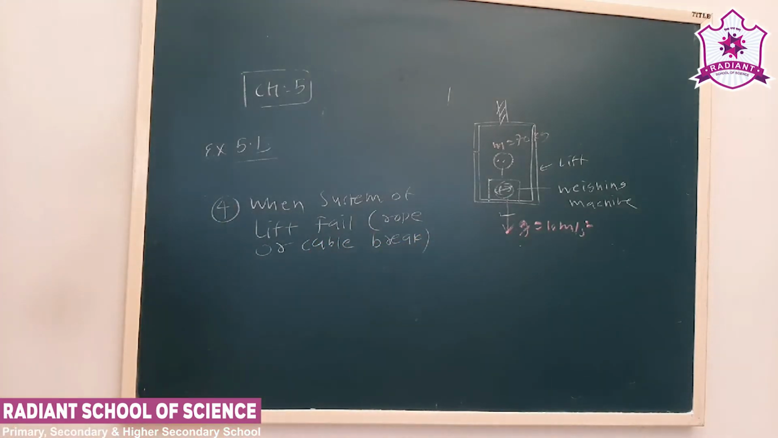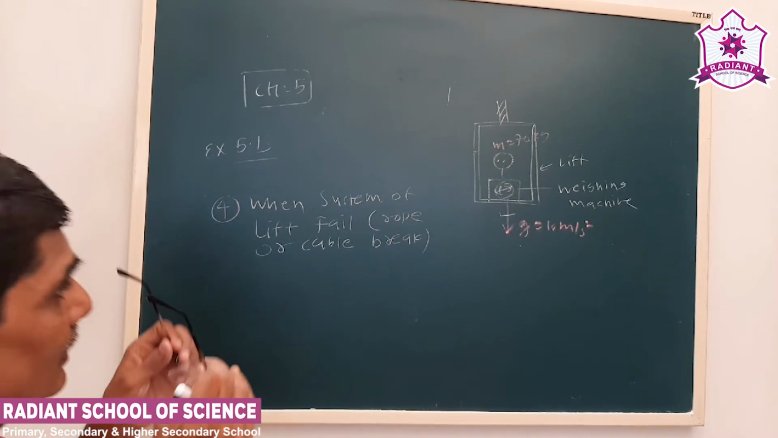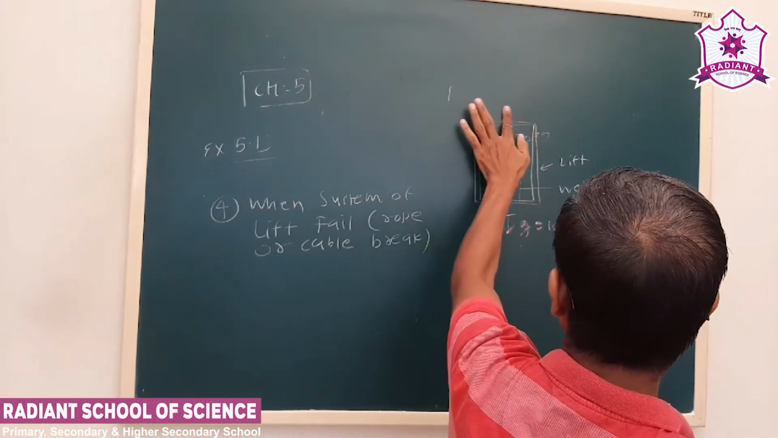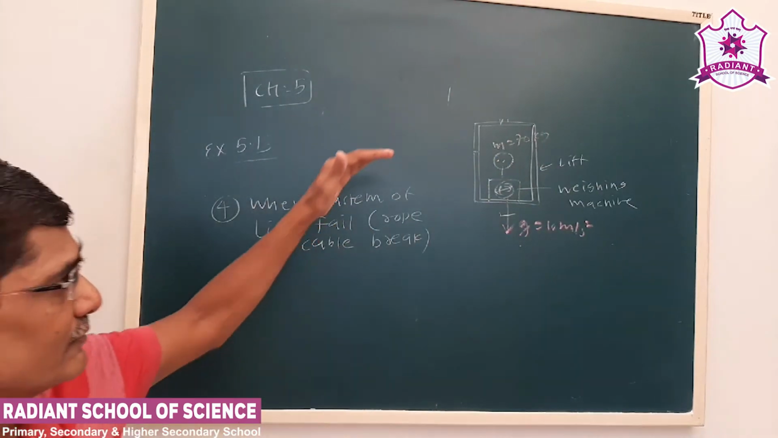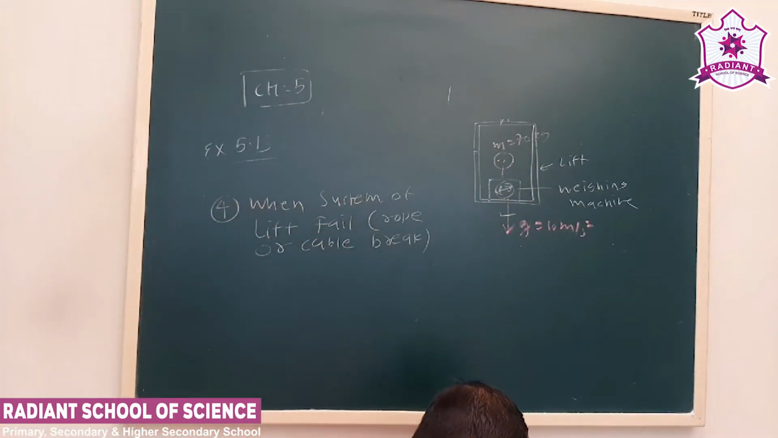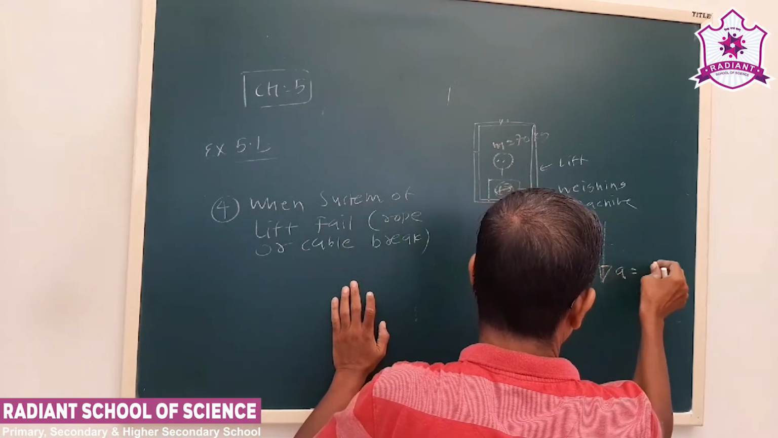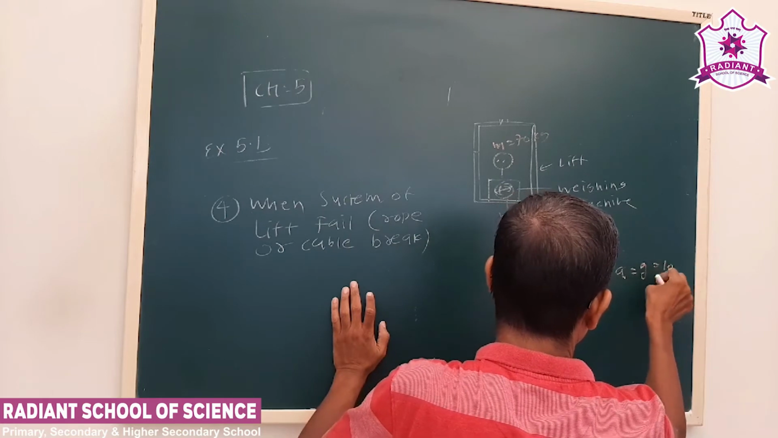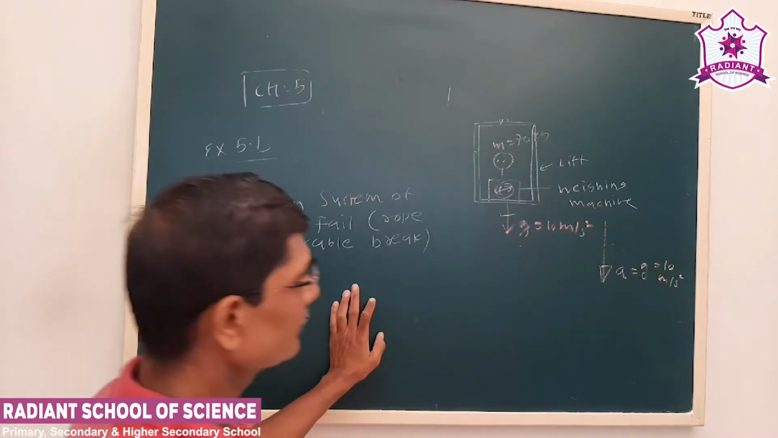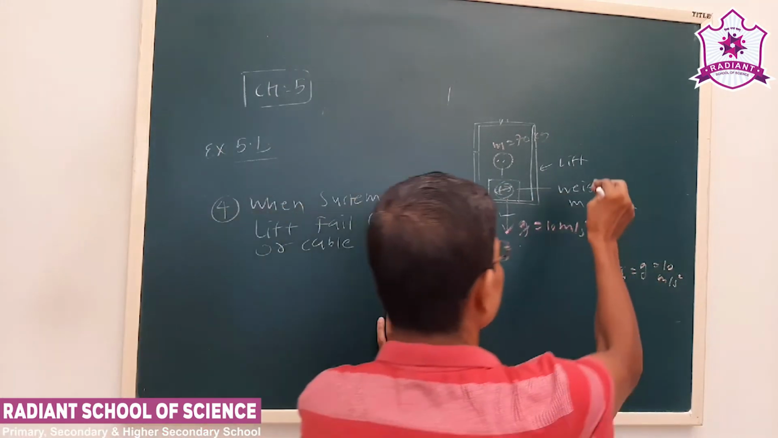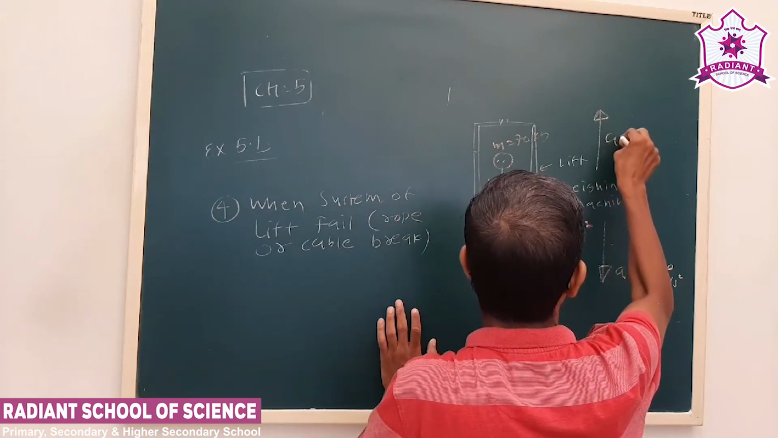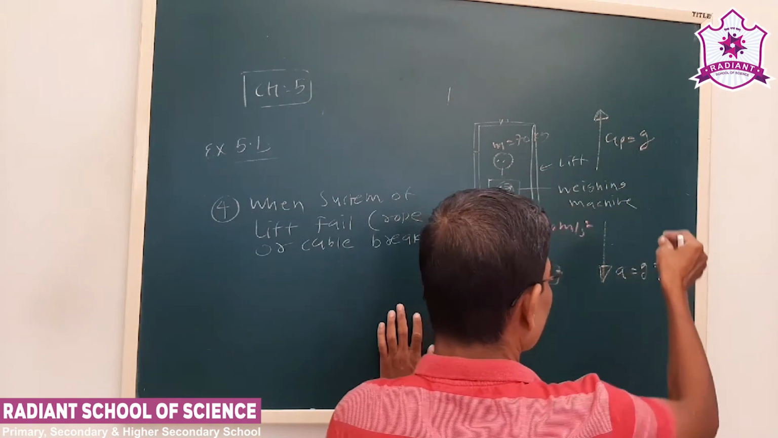Yeah, the rope or cable breaks. So when this rope breaks, let us say, the lift will have a free fall. Its acceleration will be equal to g, 10 meter per second square. But our pseudo acceleration AP, as I told, is always in the opposite direction.